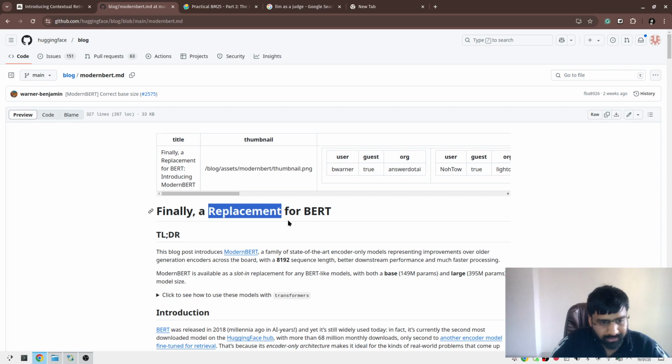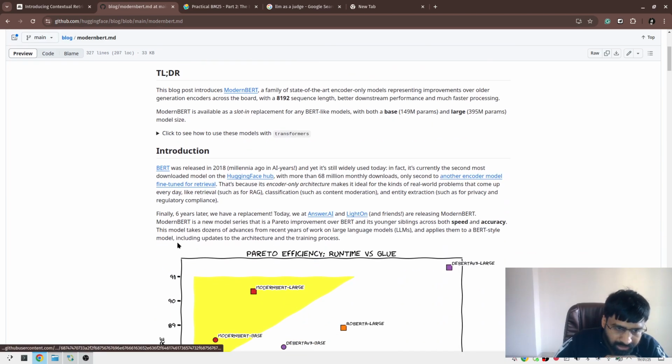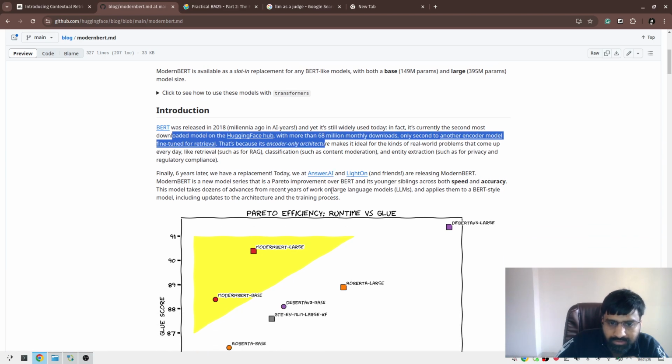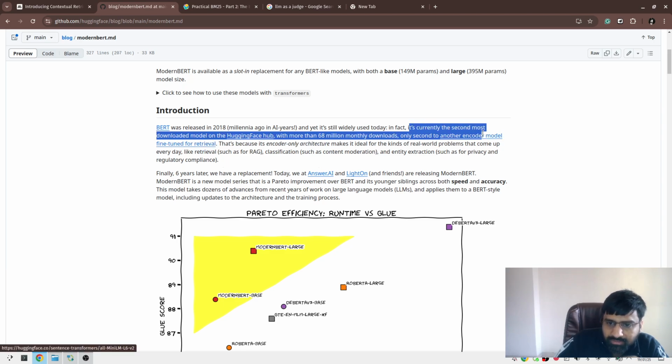So over here we are going to review this blog as a fourth strategy to improve the performance of the RAG. What they have written over here: BERT was released in 2018 and yet is still very widely used. In fact, it is currently the second most downloaded model on Hugging Face, with over 68 million monthly downloads, and only second to another encoder model fine-tuned for retrieval.